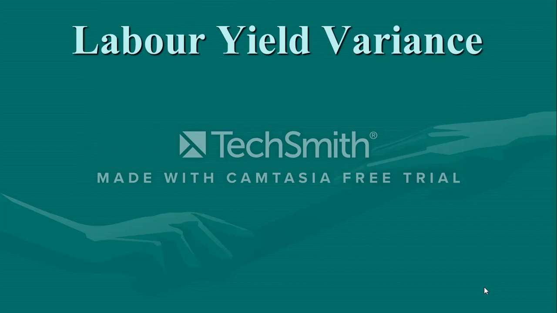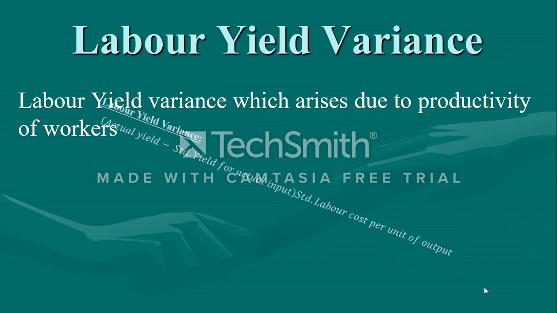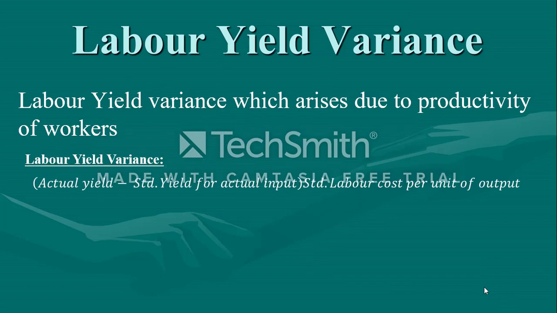Next, labor yield variances. What is the meaning of labor yield variances? Labor yield variance arises due to the productivity of your workers. The formula for calculation of labor yield variance is actual yield minus standard yield for actual input, into standard labor cost per unit of output.